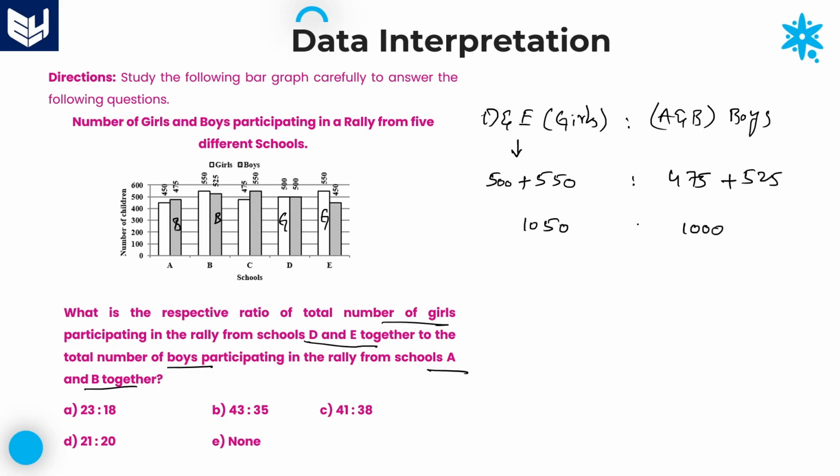So the ratio of these two. Here the zeros get cancelled. You can cancel with the 5 table as well. 5 21s, 5 20s. Therefore, the required ratio of D and E girls and A and B boys is 21:20. That is the required answer. Option D is the right answer for this question.